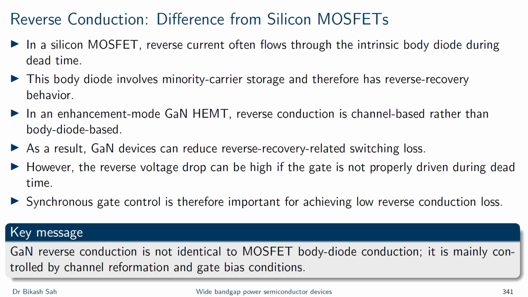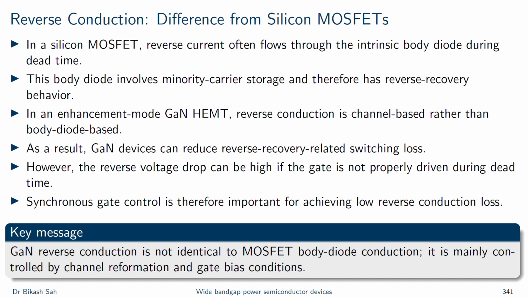But in E-mode GaN, reverse conduction is mainly channel based, the two-deck channel that we are speaking about. There is no body diode present in there. Therefore, the conventional reverse recovery charge is essentially absent. This is one reason GaN performs well in high frequency, high switching applications, but there is always a trade-off, right? If the gate is not driven properly during reverse conduction, the source to drain voltage drop can be relatively high, increasing dead time loss.